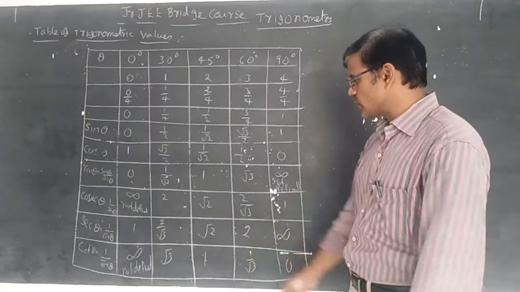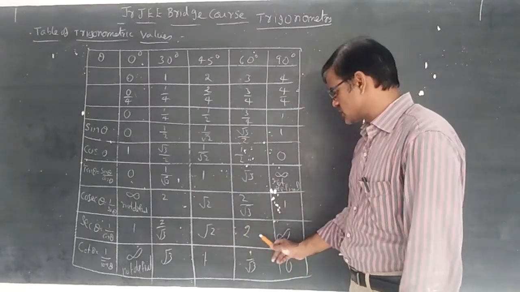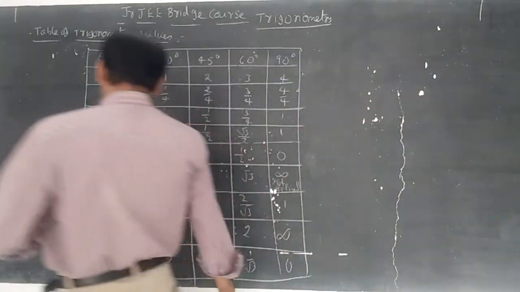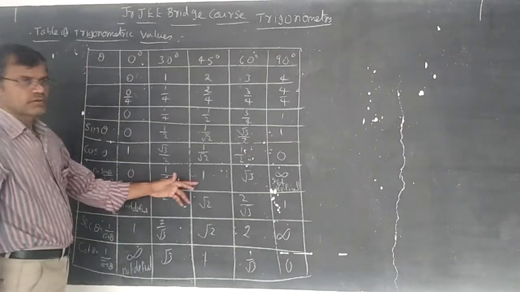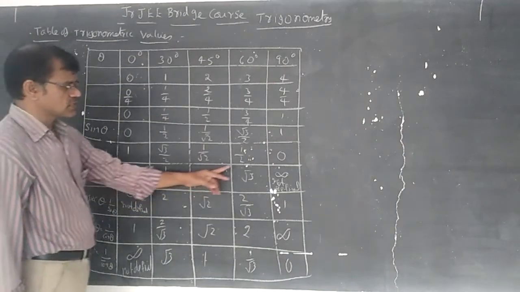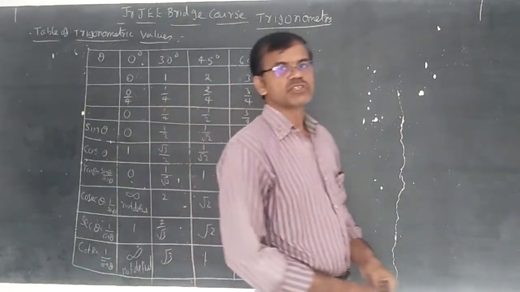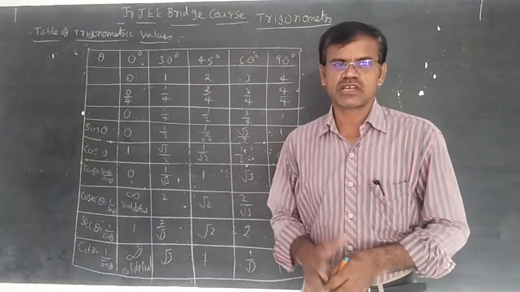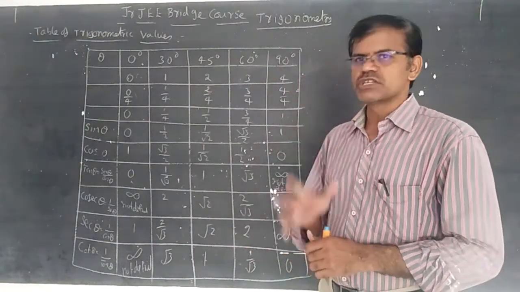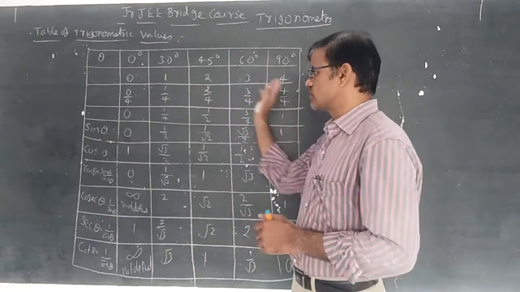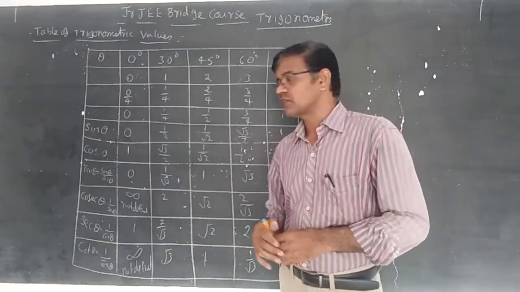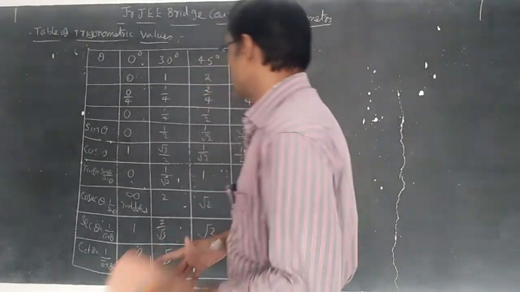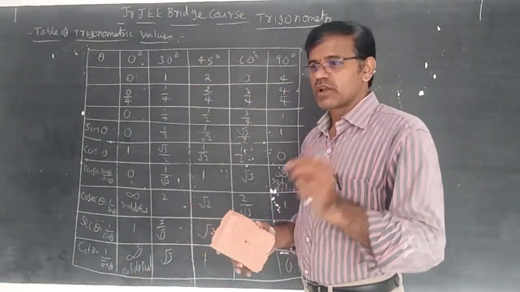If you need secant 45, it is simply root 2, secant 60 is 2, secant 90 becomes infinity. If you need tan 45, it is 1, tan 30 is equal to 1 by root 3, tan 60 is equal to root 3. Every student who entered the MPC group, irrespective of IIT, JEE or anything, has to remember these values. These values are 100% necessary. Now, let us discuss small examples.